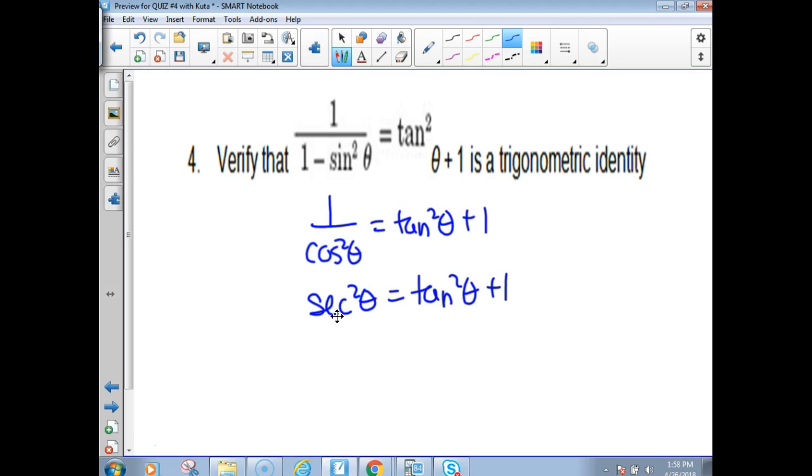So since the secant squared is equal to tangent squared plus 1, you replace secant squared with tangent squared plus 1 so that you have never touched the right side. Only one side can be worked. And that would be the end of that identity.